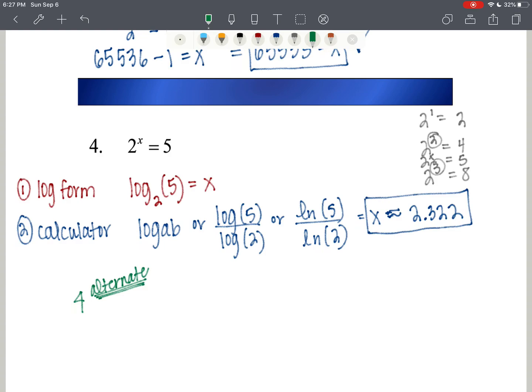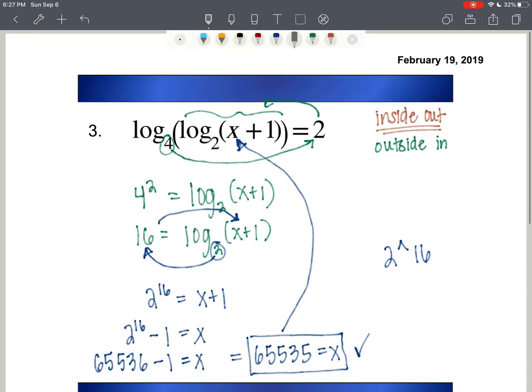Most professors in later math classes are not going to solve this using this form. They're going to say, I learned to just take the natural log of both sides.